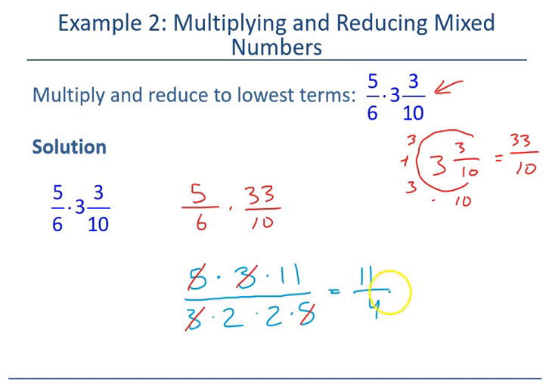So then we could also say, okay, this is an improper fraction. Let's see how many times 4 will go into 11. Well, 4 will go into 11 2 times, 4, 8. So 11 minus 8 gives me a 3. So the mixed number form of this is going to be 2 3/4.